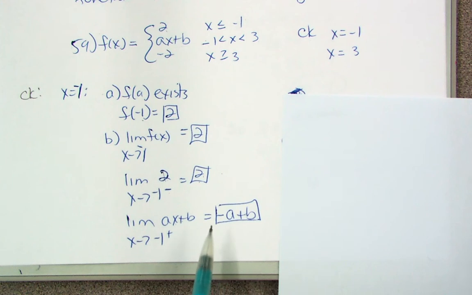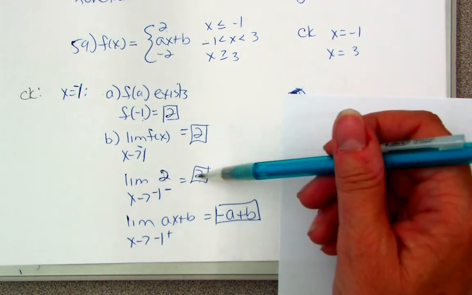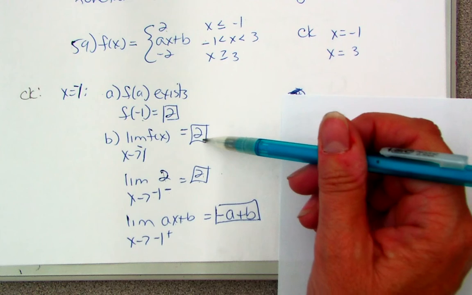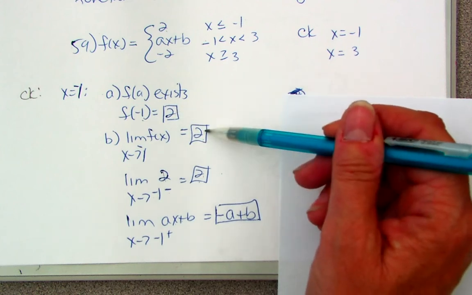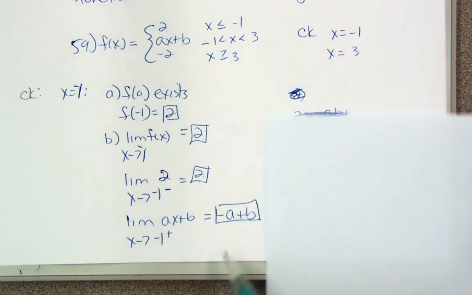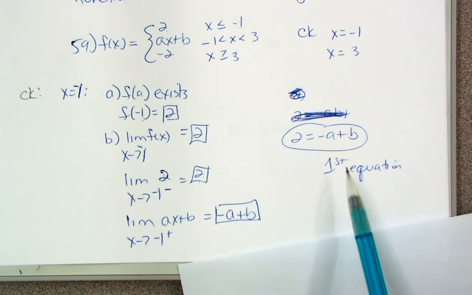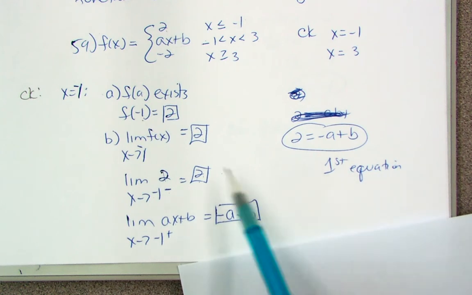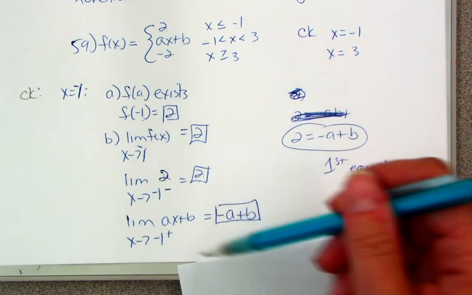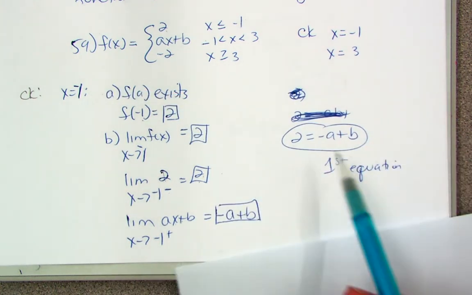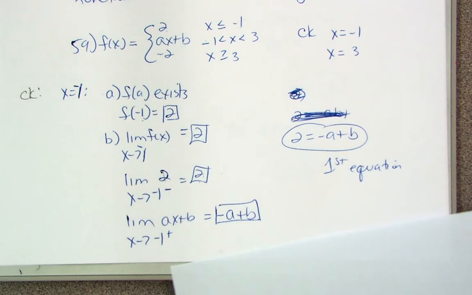By the definition of continuity, part C says that part A and part B have to be equal. Therefore, this has to equal this. So I know that the limit exists because I'm forcing it to be, and it's going to be 2. These two are both equal. So then I know something about negative a plus b. I know 2 must equal negative a plus b. It must, for this limit to exist, for it to be continuous at negative 1. Here's my first equation. I have 2 unknowns. I need a second equation.